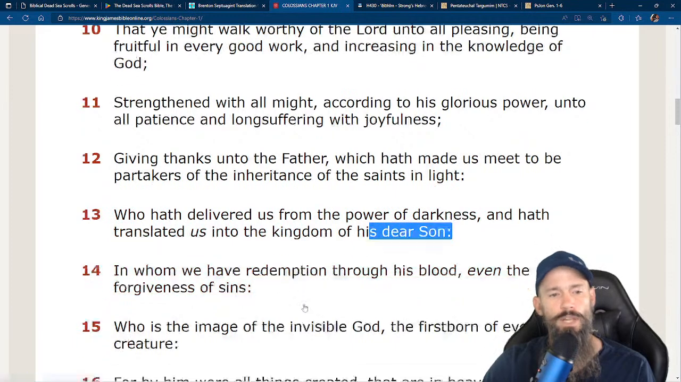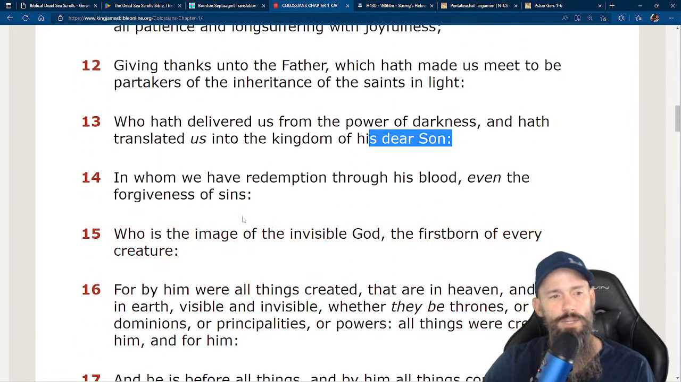in whom we have redemption through his blood, even the forgiveness of sins, who is the image of the invisible Elohim, our God, the firstborn of every creature.